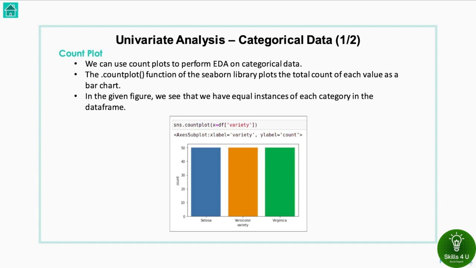Now we will perform univariate analysis on the categorical variable of the data frame, namely the verity column. The .countplot method of the Seaborn library gives the total count of each category in the data frame. From the count plot in the given figure, we can see that we have 50 instances of each of the 3 categories in the data frame.